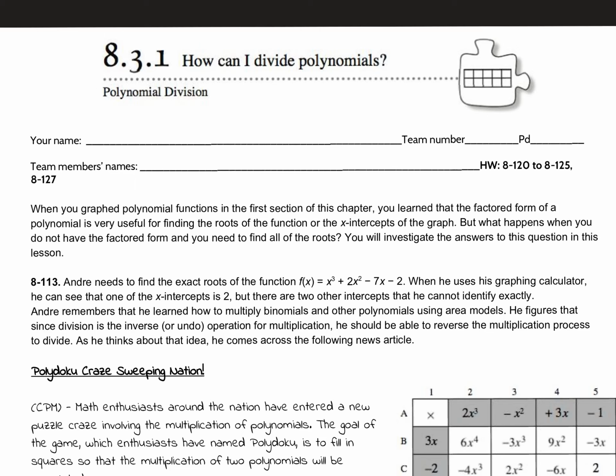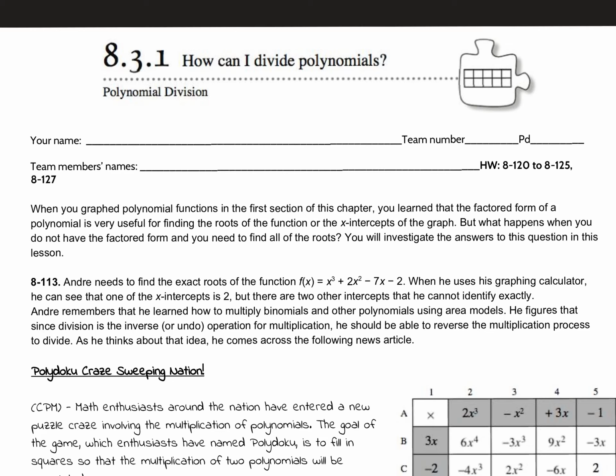We've looked at a variety of different ways to express polynomials. We've talked about factored form. We've talked about standard form. We know that factored form makes it easy to find the x-intercepts or the roots of a graph. So Andre is in a situation where he has to find the roots of a function. But he looks at it on his graphing calculator because he figures he'll use his graphing calculator. And he sees that he knows for sure that one of the roots is 2. But he knows there's 2 others that he cannot identify exactly from the graph.